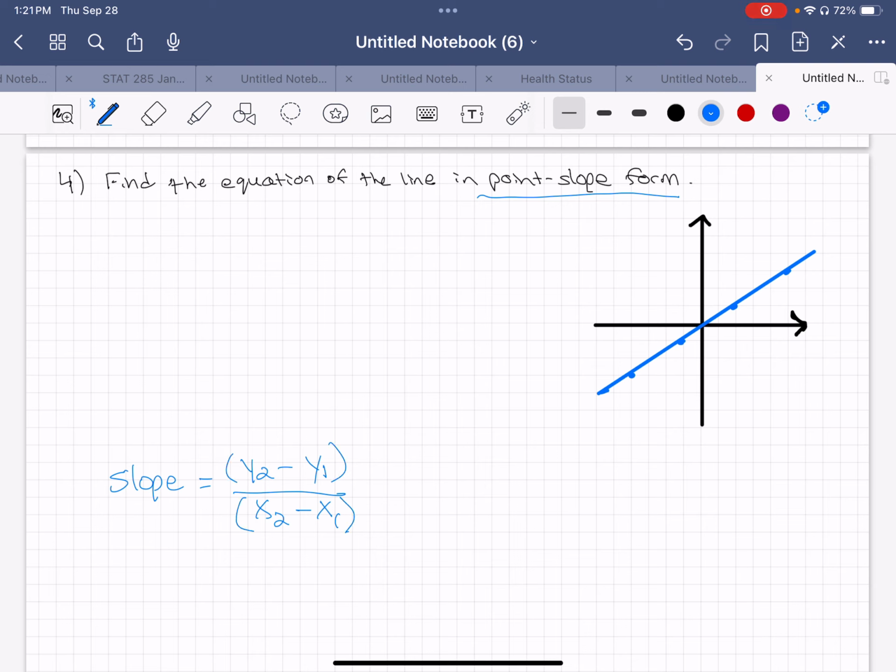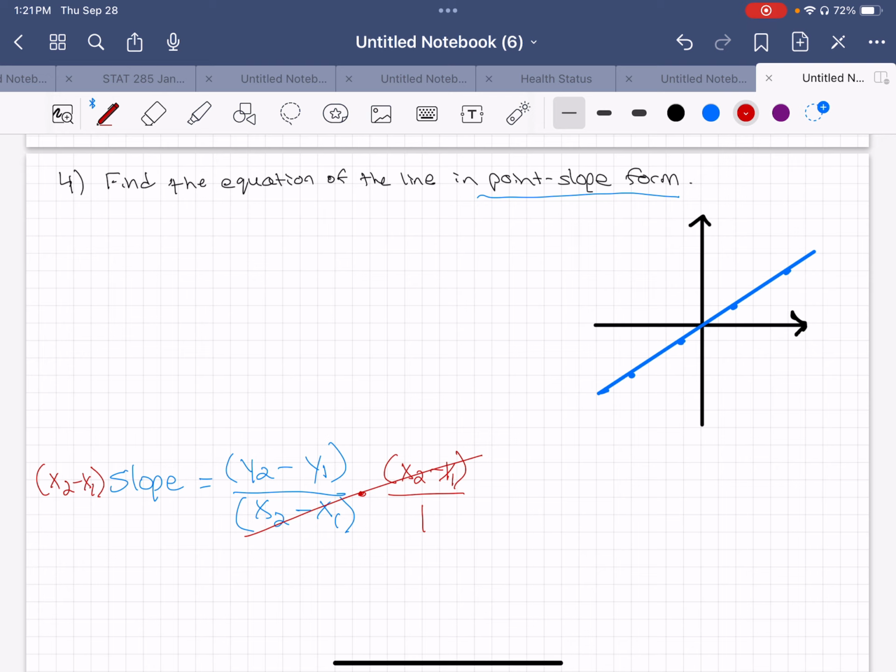So let's say I don't like fractions. Anyone here not like fractions? How do I get rid of fractions? I multiply both sides by the denominator. So x2 minus x1 is in the denominator. If I multiply that, we'll cancel, but I have to do it to both sides. That gives me my point slope form.